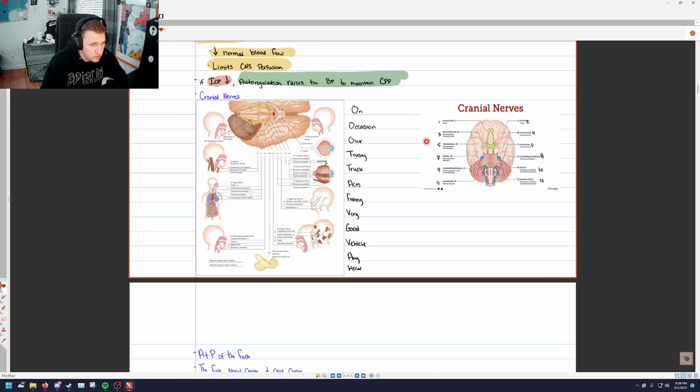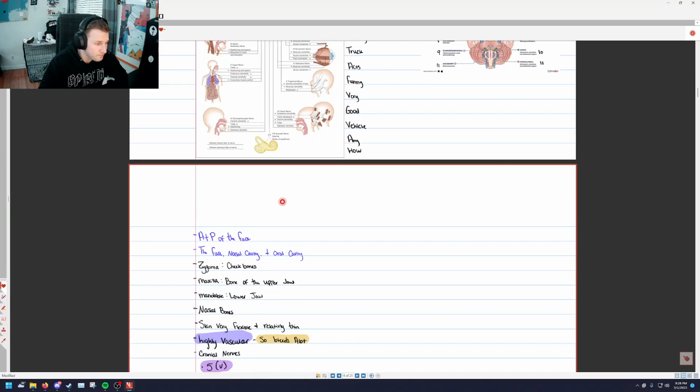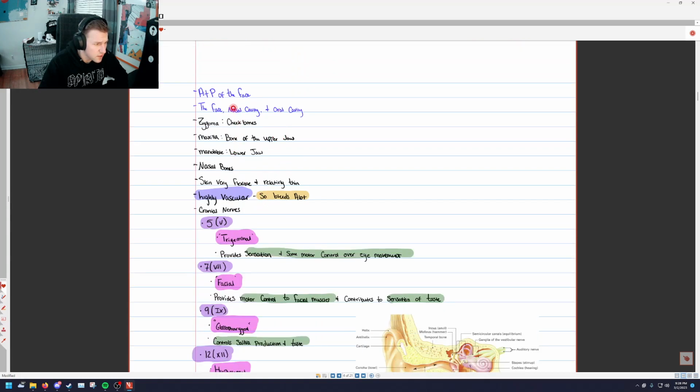We have our cranial nerves, super important. So we have our mnemonic: On occasion, our trusty truck acts funny, very good vehicle. Anyhow, you have your olfactory, optic, oculomotor, trochlear, trigeminal, abducens, and so on. A big one that you're going to need to remember is our oculomotor when we do have head trauma. You might have a very small fixed pupil and then one that's super blown out. This is going to be due to compression on the oculomotor component of our cranial nerves.